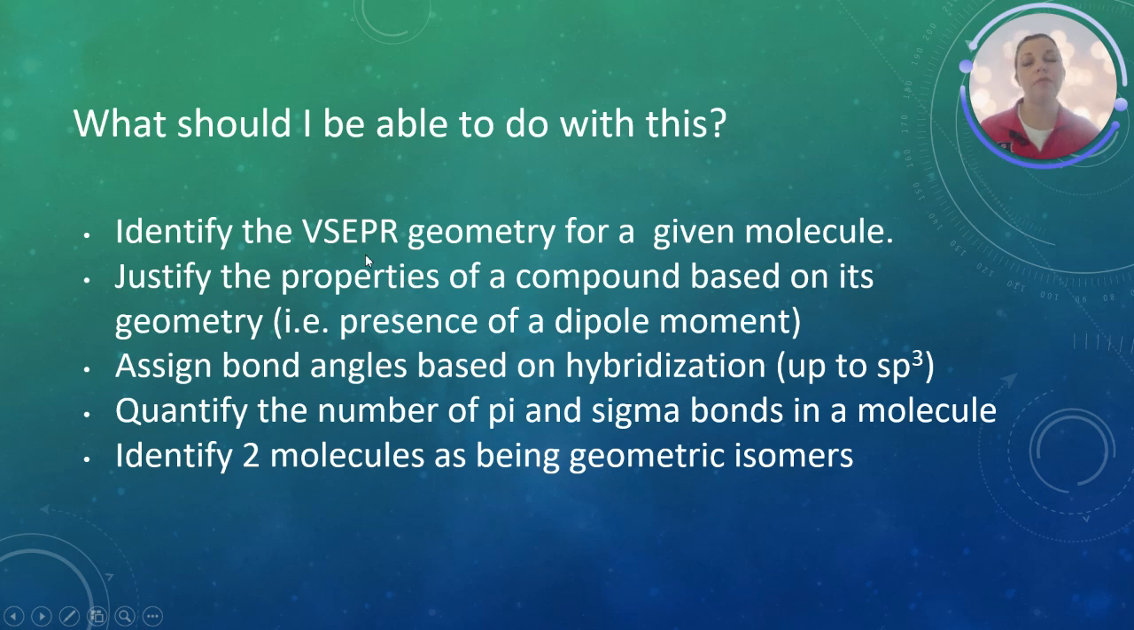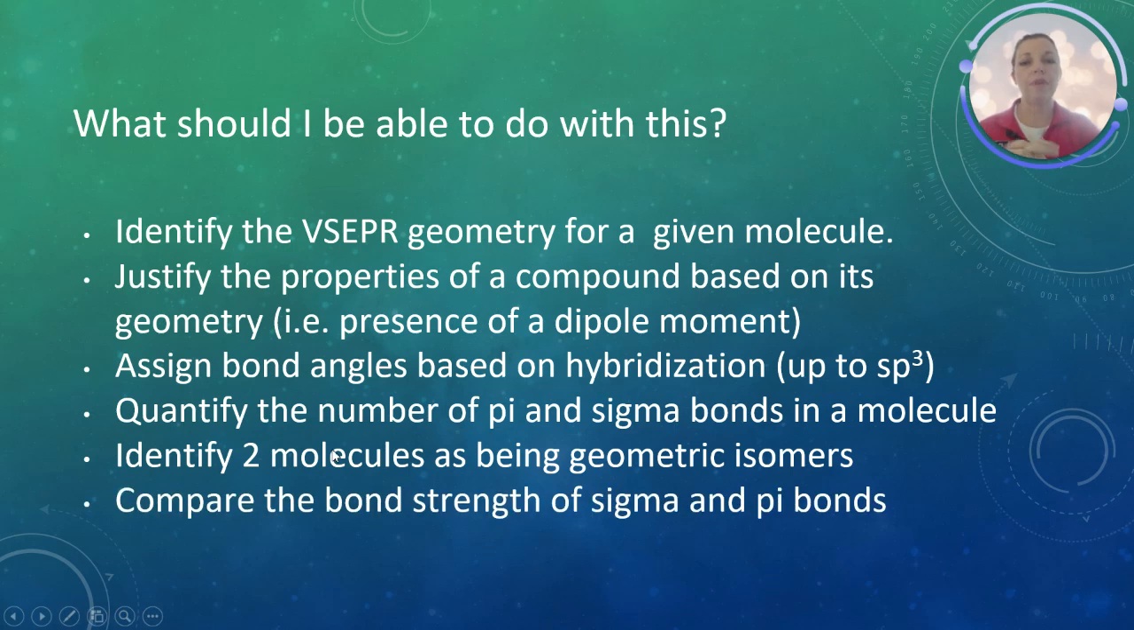Now, along with identifying the VSEPR geometry, you should also be able to identify bond angles and talk about bonding and non-bonding pairs, things like that. But you do need to memorize the VSEPR geometry names. And then finally, compare the bond strength of sigma and pi bonds.